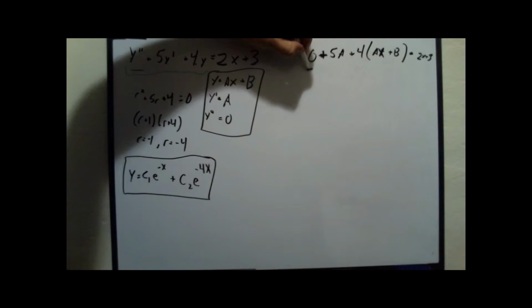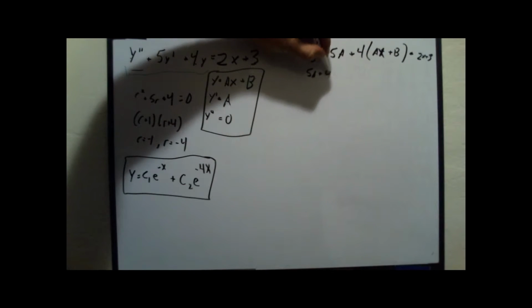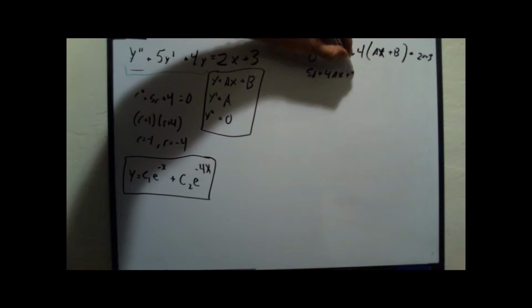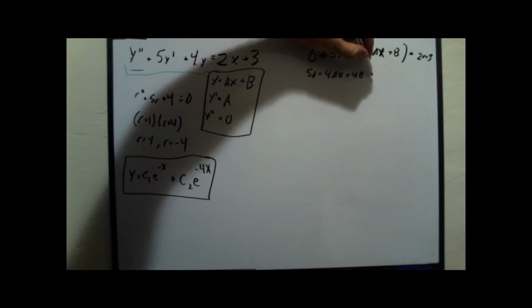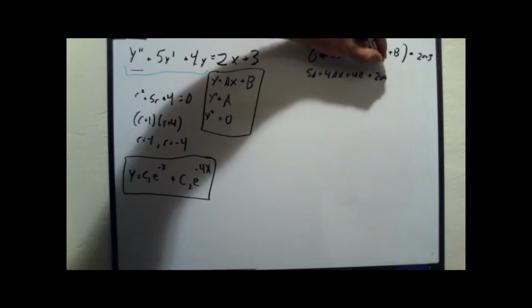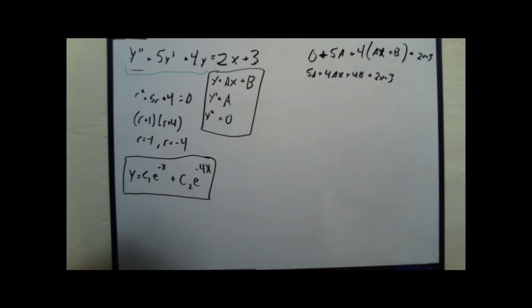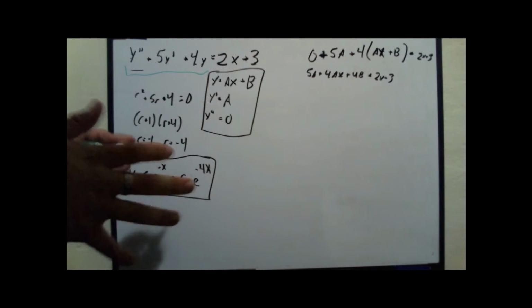So now I can simplify this as much as I can. I'm going to say 5a plus 4ax plus 4b, distributing the 4, equals 2x plus 3. Now I'm going to sit down and I want to combine like terms. And there's several ways to do this. For this example, I am going to underline terms, and I'm going to say terms of x.